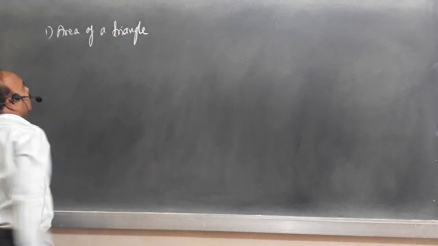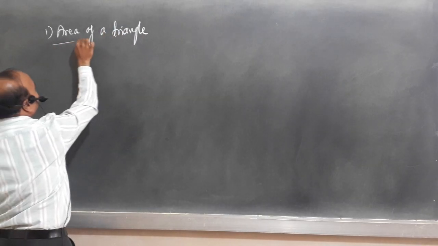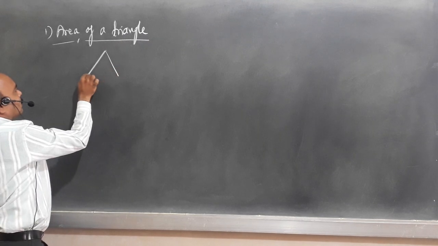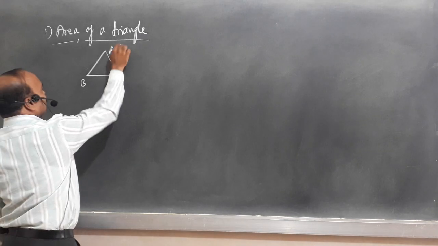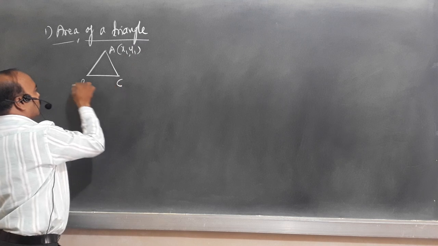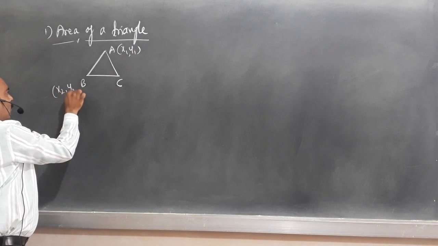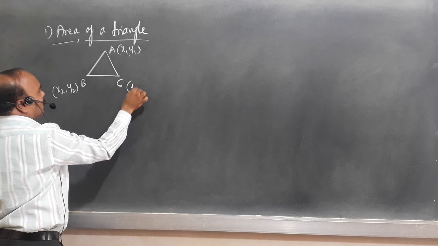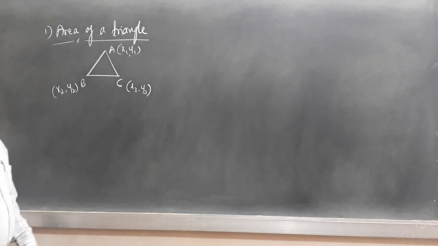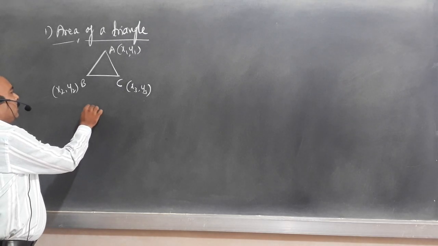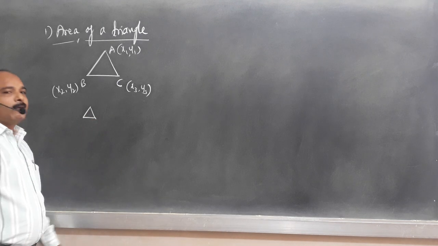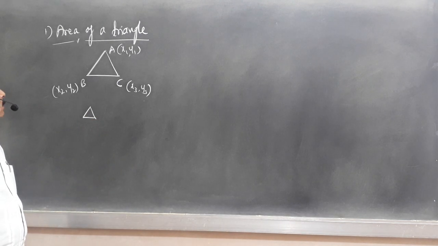Area of a triangle. Now here we consider the triangle with three vertices A, B, C. Coordinates of A we take as x1, y1, coordinates of B x2, y2, and coordinates of C x3, y3. This area of triangle formula we completed already in first year. Now the same formula we are deriving by using the determinant property. Here the area is given by the symbol delta. Delta stands for the area of the triangle ABC.